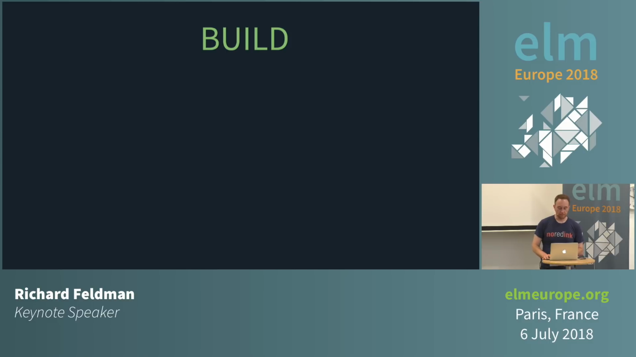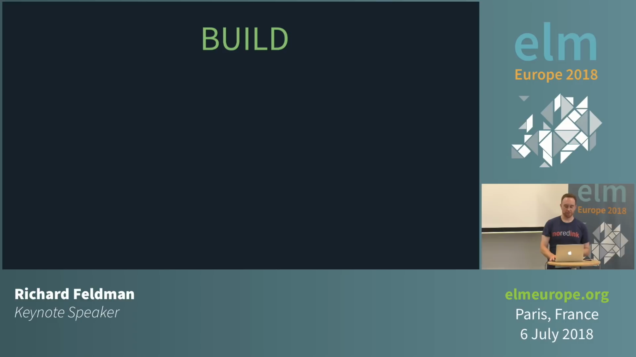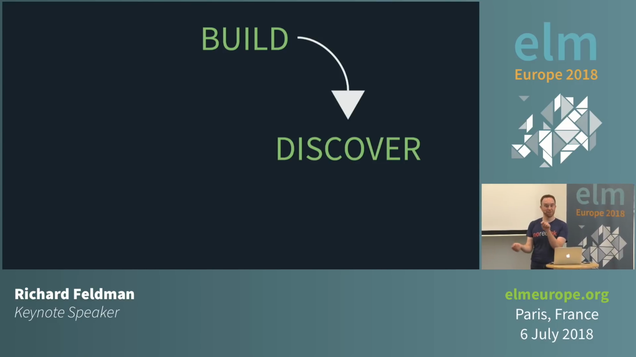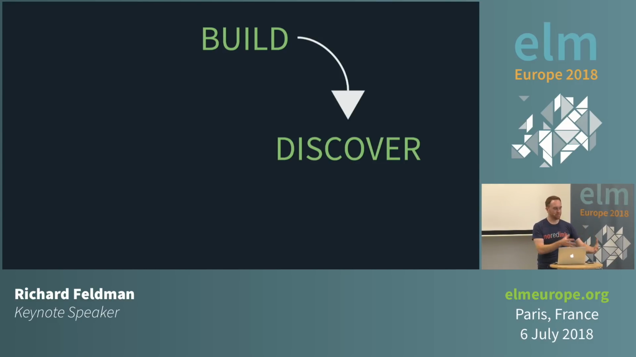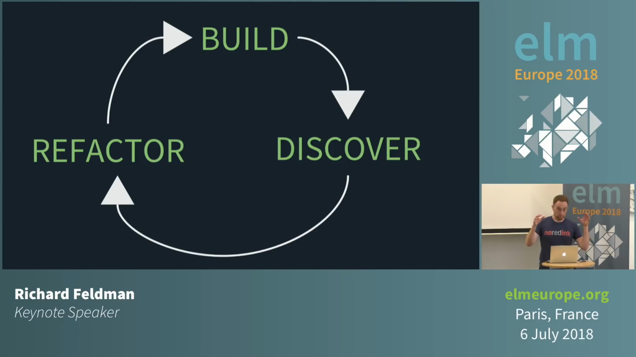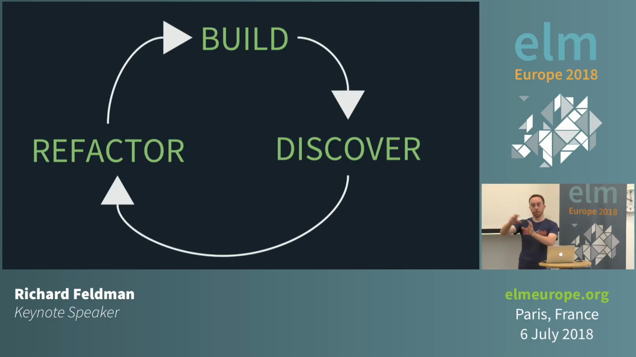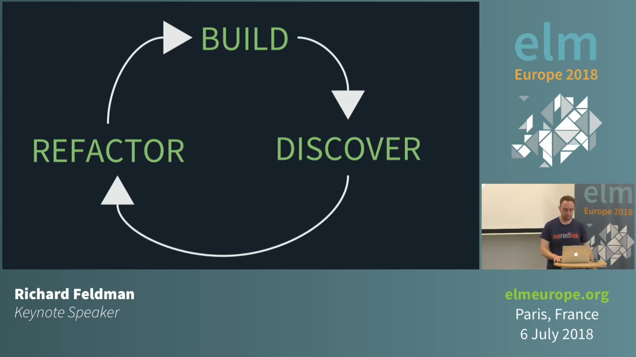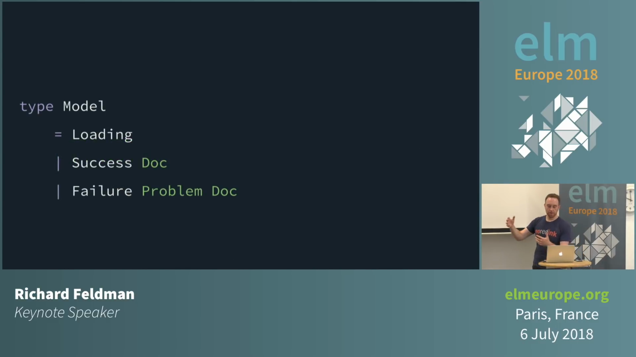Cool. Okay. Last year I talked about this cycle that I like to go through when I'm building Elm applications. There's step 1, build, and then step 2, discover, where I look at stuff, and based on what I've just built, I realize things about it that I hadn't necessarily considered, sometimes with help from the compiler. And then based on that, I refactor. And then after I've refactored, I go back and build again. So we're going to apply the same process. It's just that what we're going to do today is focus on doing that with data structures, not with view and update and all the other stuff. We'll do that afterwards. Okay. So we've got our model: loading, success has a doc, failure has a problem and a doc.